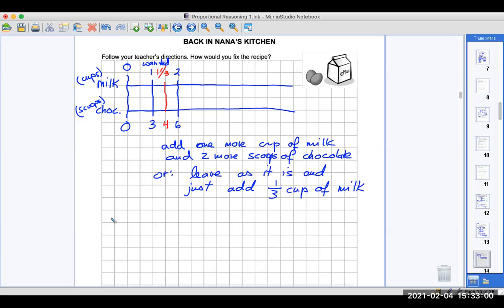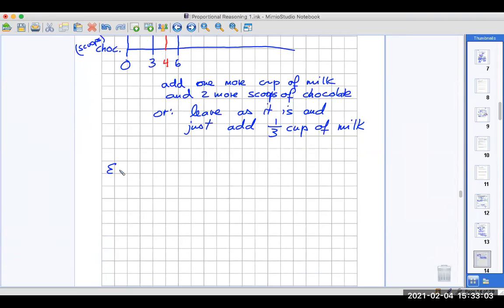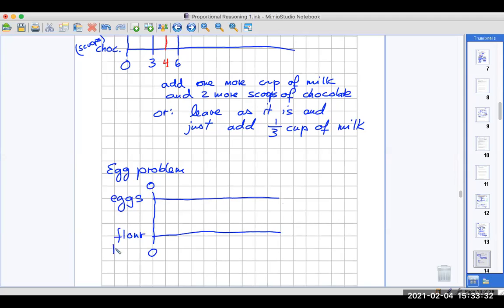Okay, on the egg problem. So this was the chocolate milk. Now comes the egg problem. We still have to draw a double number line to reason it out. So start here at 0, 0. I'm going to put the eggs on top. It doesn't matter which way you go, by the way, number of eggs, and then the flour. And I think the flour was measured in tablespoons. This is how you shorten that. Always write down what numbers mean, what kind of measurements.